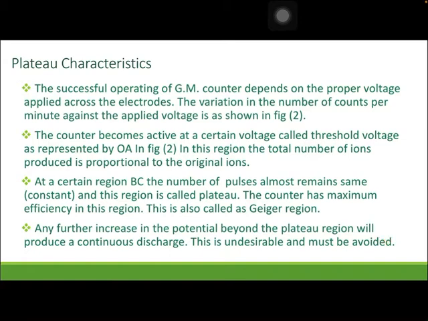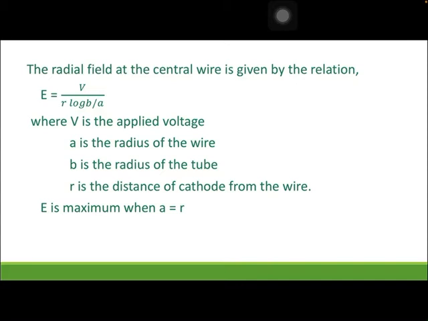Okay. So now, this is the radial field at the central wire. It is given by, you just remember this formula, E = V / (r log(b/a)), where V is the applied voltage, a is the radius of the wire, b is the radius of the tube, r is the distance from the wire, and E is maximum when a equals r. So these points are very helpful when they design the GM counter.